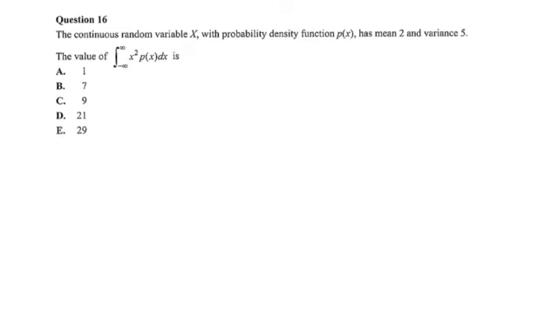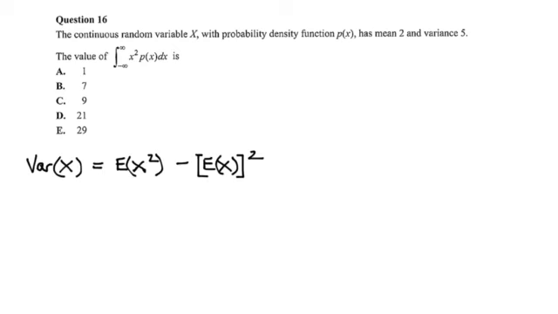Alright, on to question 16. The continuous random variable x with probability density function p of x has a mean 2 and a variance 5. The value of this integral here is. Alright, that's a nice straightforward question, guys. So we know that the variance of x is equal to the expected value of x squared minus the expected value of x all squared, isn't it, right?